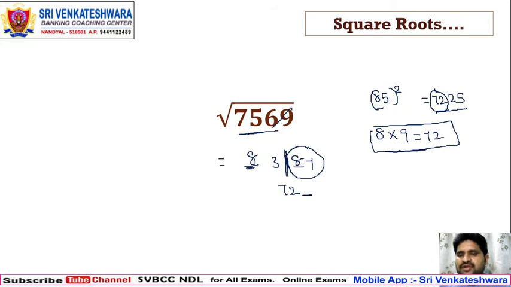Whatever the number you got in the tens place, simply multiply with the next number, and you will get the middle base. Whatever the number here, if it is more than that, I'll go for more than 85. If it is less than that, we'll go for less than 85. Simply, this is how we take it.